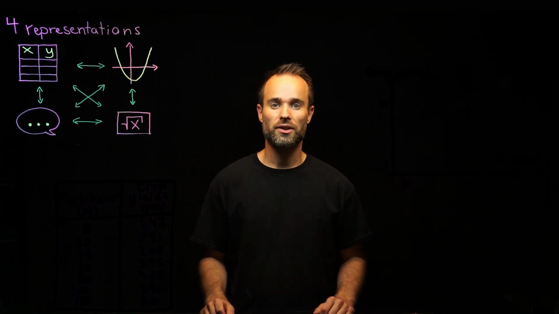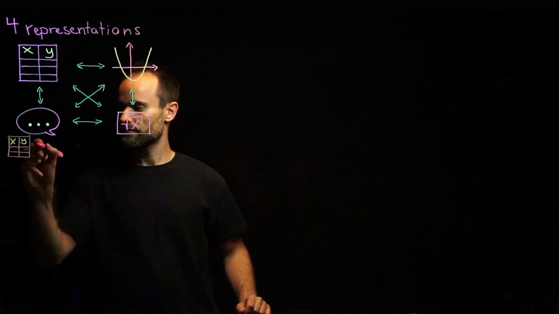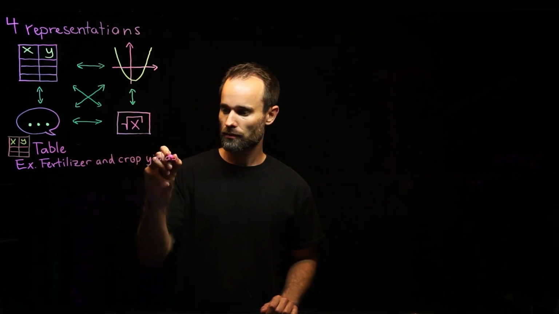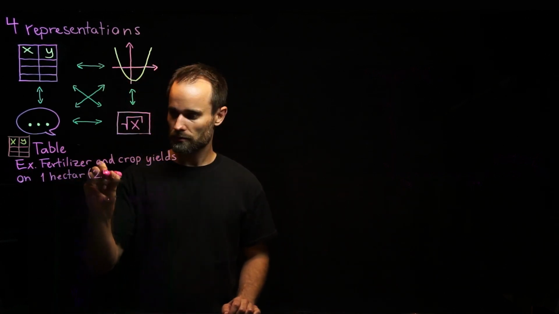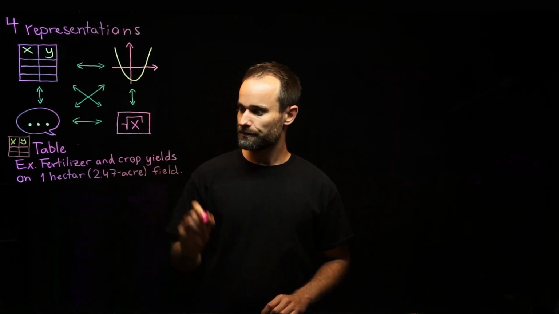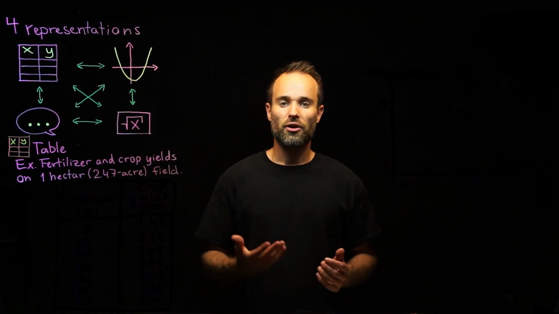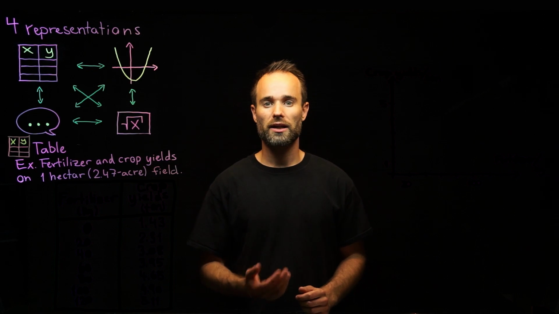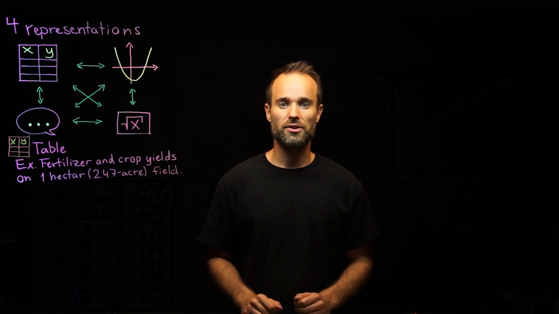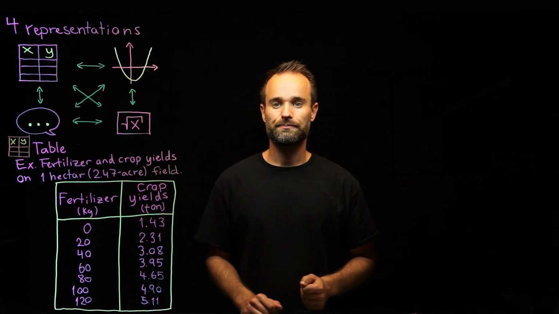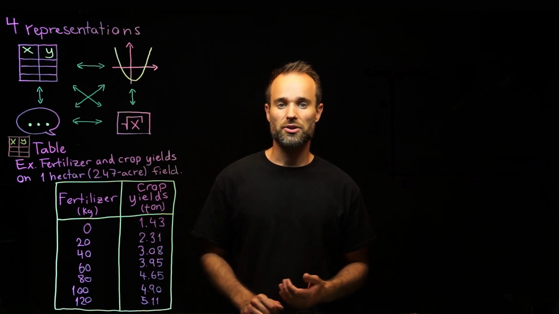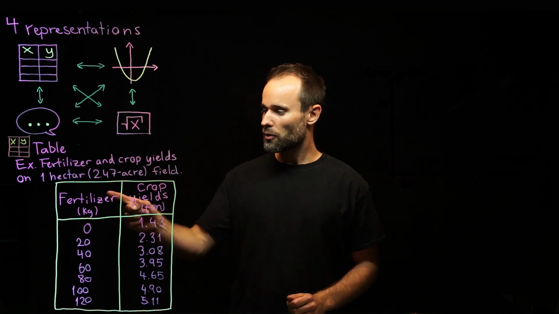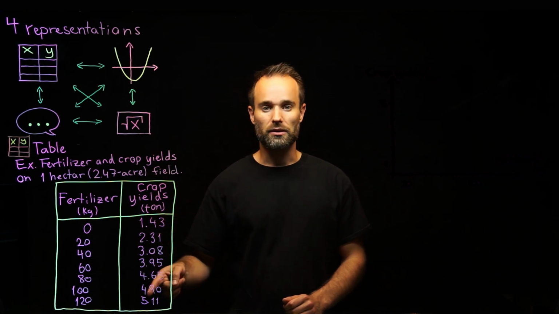The final representation is the table form. Some farmers have measured the effects of fertilizer on crop yields in a field with an area of 1 hectare or about 2.47 acres. This is how they relate. The amount of fertilizer used is measured in kilograms and the yields in tons. The data suggests that using more fertilizer leads to greater crop yields.